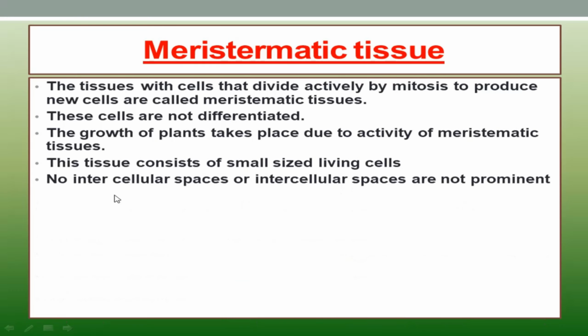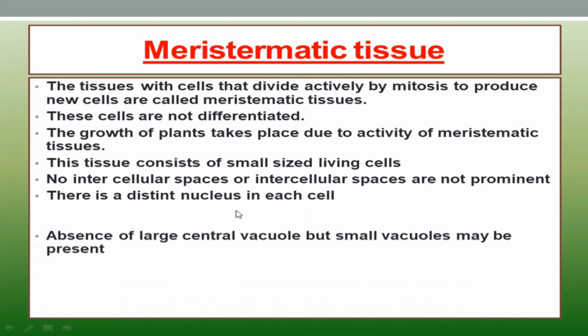Next one. Intercellular spaces are not prominent. When we consider the meristematic tissue, there is no intercellular space between the cells. Next one, there is a distinct nucleus in each cell. Each cell contains a nucleus.